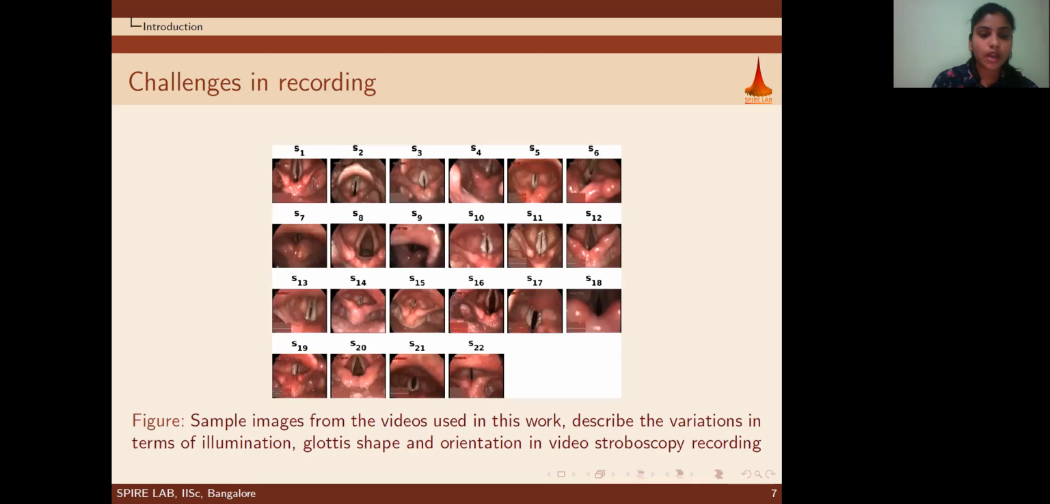This figure shows the sample stroboscopy video image from all the 22 subjects used in this work. From the figure, we can observe a high variability among the glottal shapes of different subjects. We can also observe a low illumination in some of the images. And it is clear from the figure that the camera position relative to the glottis changes across all the subjects.